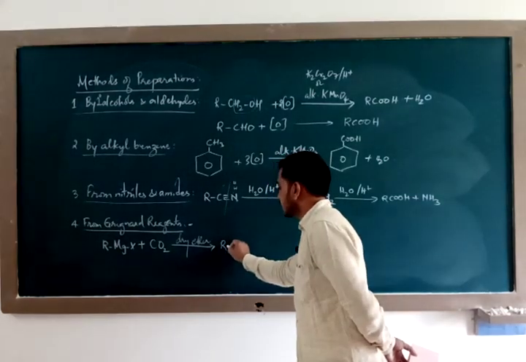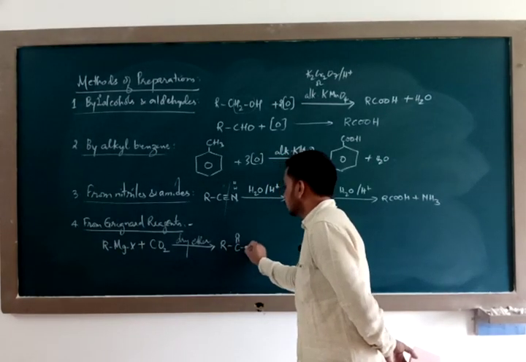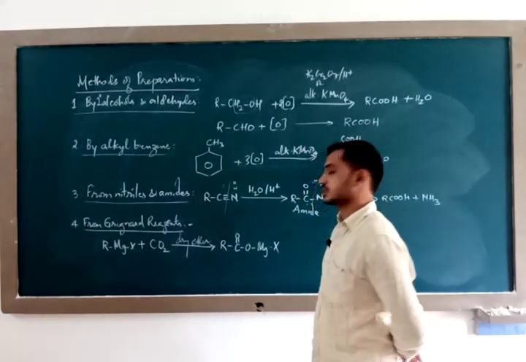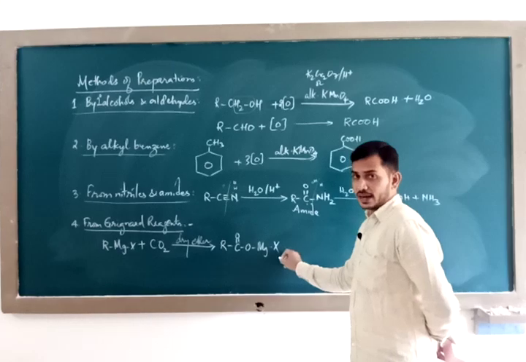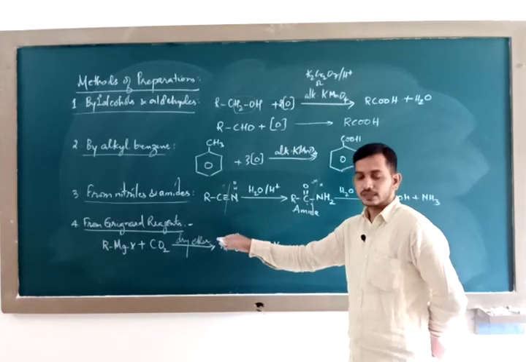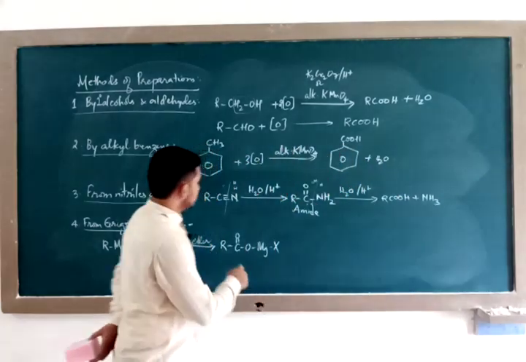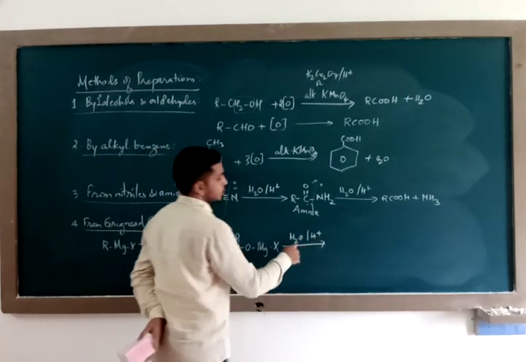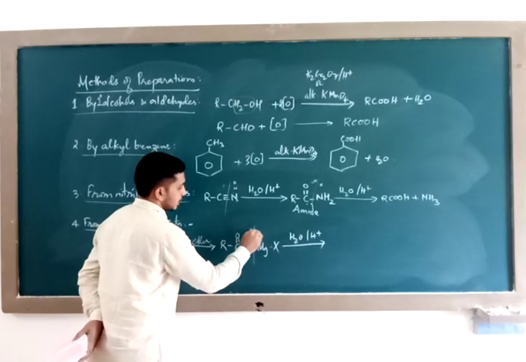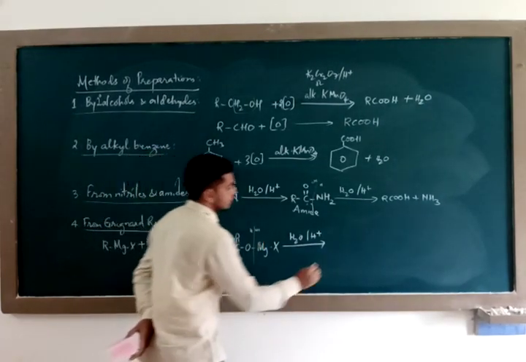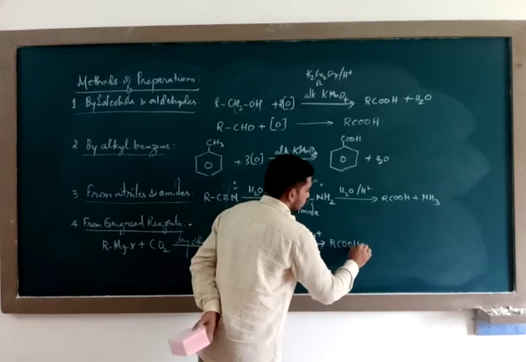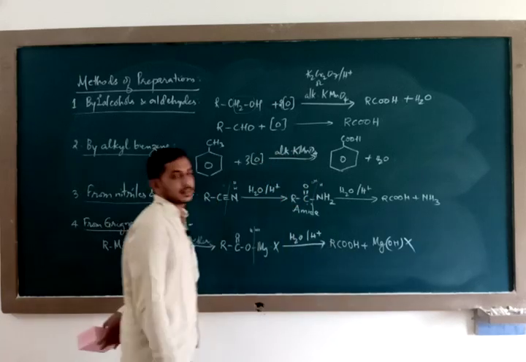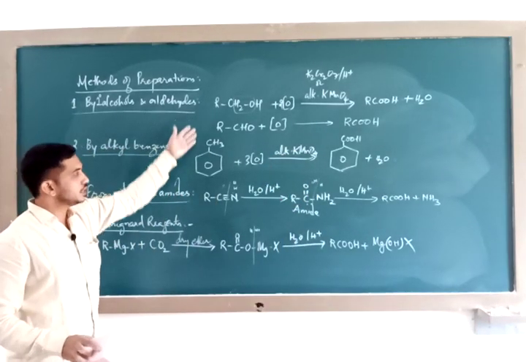See, R-COO. This much is carbon dioxide dash MgX. You get an adduct when Grignard reagents and dry ice react with each other. This adduct is further hydrolyzed under same conditions, that is by water and acid. Break here, H is given here, OH is given here. Therefore, RCOOH plus MgOHX.